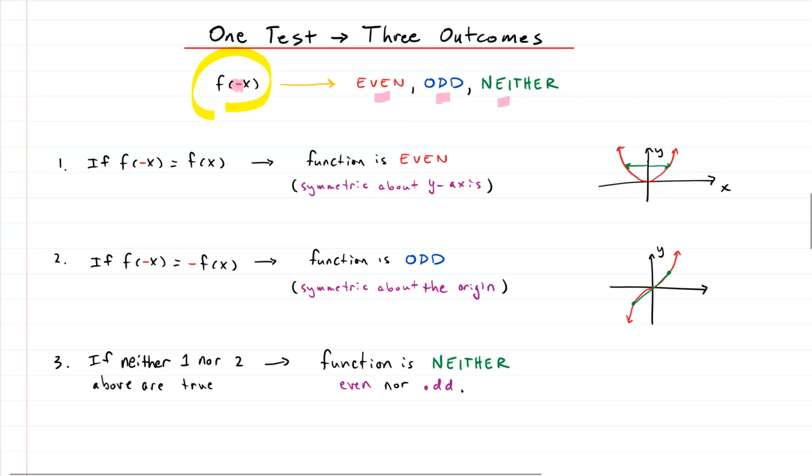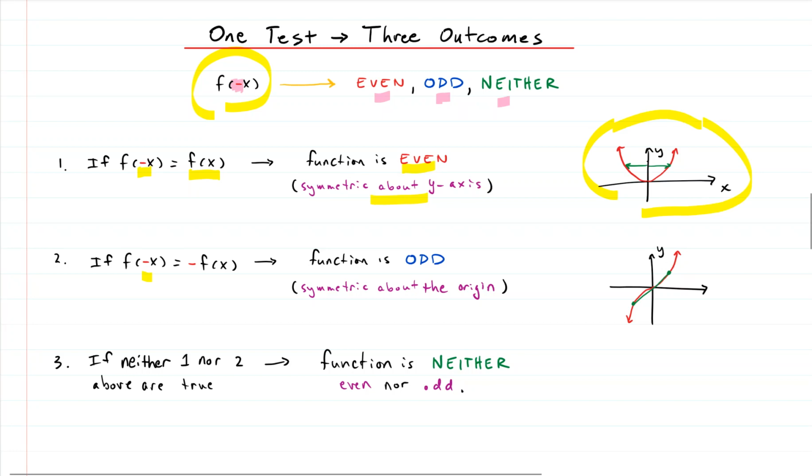Let's look at the test for even functions. If you take a negative x and plug it into the function that you're given, and you get out exactly the same function as you had to begin with before you put the negative in, then you have an even function, which means you have symmetry about the y-axis, which can be seen here in the beautiful graph.